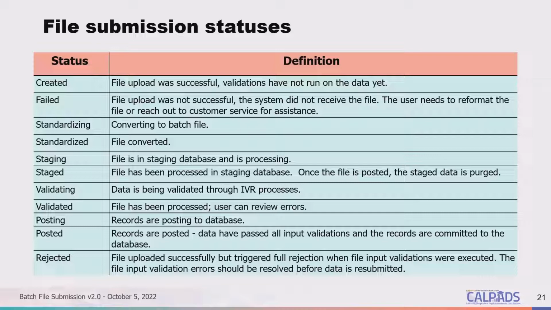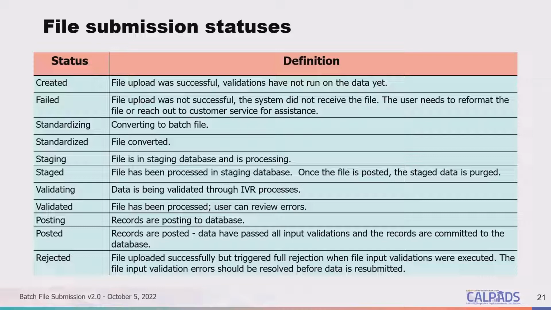So following staged is validating. This is a file status that you will see sometimes. Validating means that the data within the file is being validated or checked through the input validation rules process. Once the validating process concludes, it will say validated. The file has been processed, and the user can either review errors or look at those records in CALPADS, because the final two alternative statuses are posted or rejected.